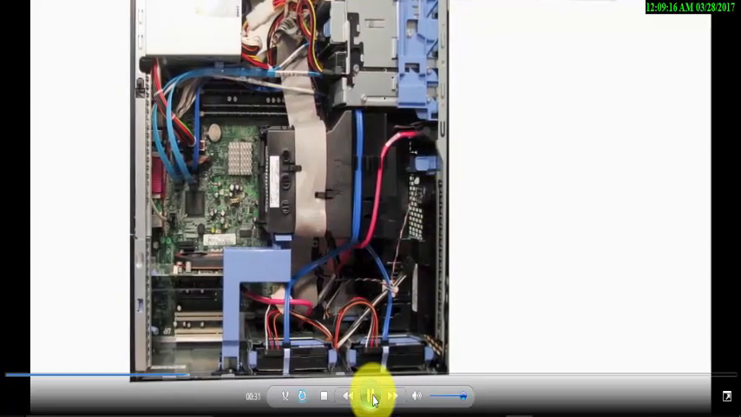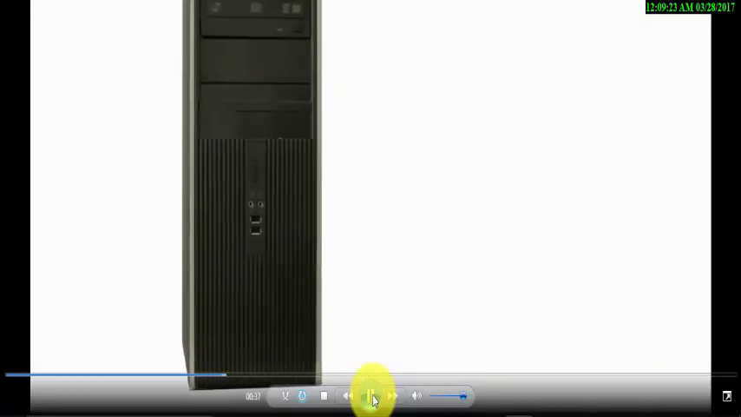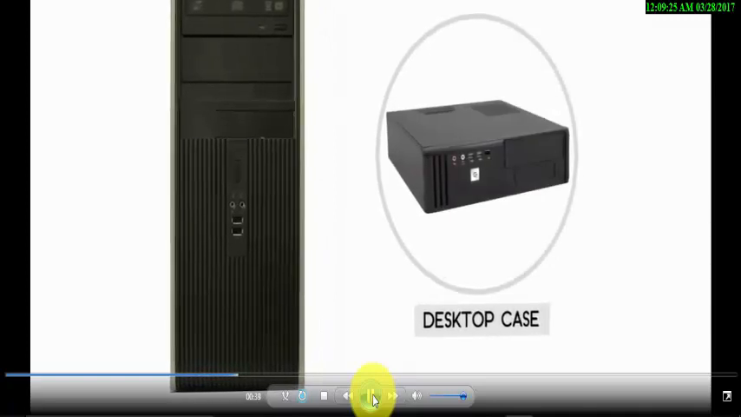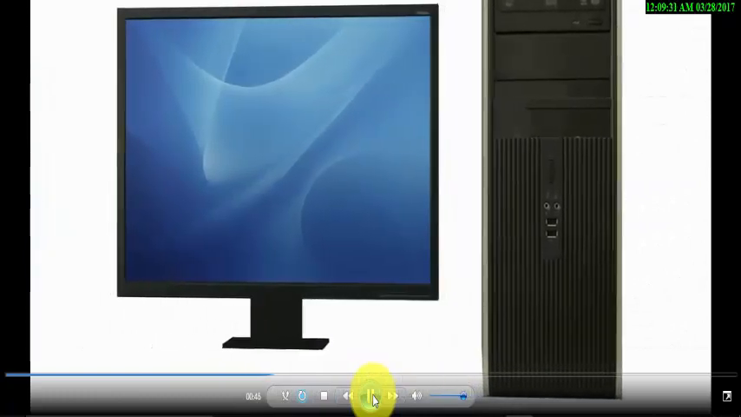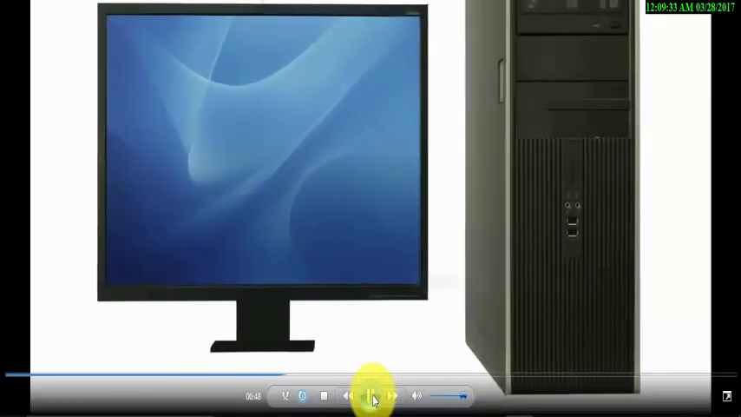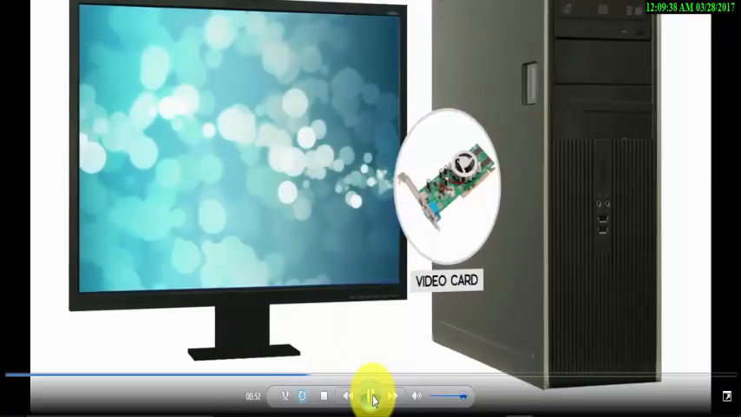The actual processing happens there. Today, most cases are tower cases, which means they stand up vertically. Sometimes you may see a horizontal case, which is often called a desktop case. In order to view anything on your computer, you'll need to have a monitor. The monitor connects to the video card inside your computer to display images and text on the screen.